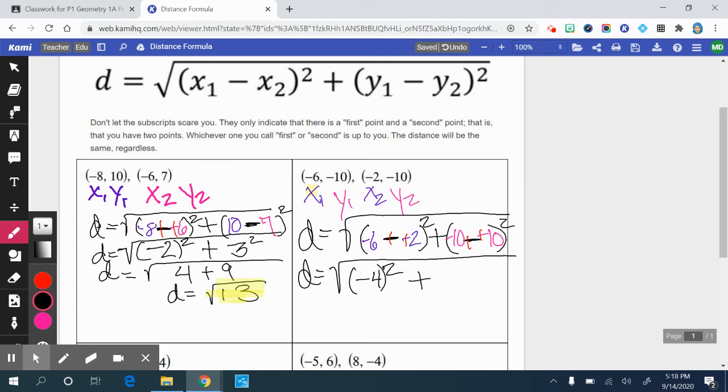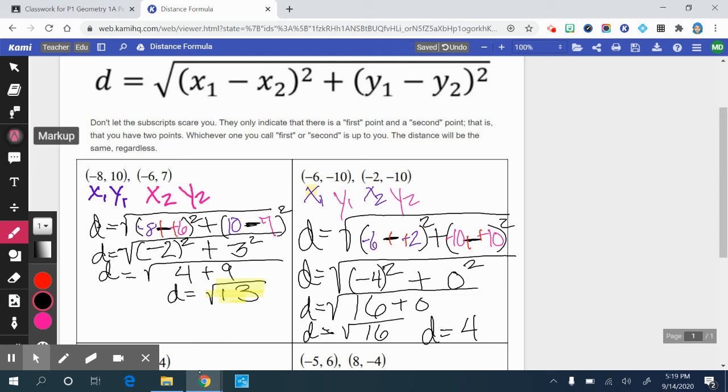And negative 10 plus positive 10 is 0. I could have recognized that a number subtracted by itself is always going to give me 0 as well. I could have just jumped to 0 that way. That's squared. And then we're just going to simplify this. Negative 4 squared is negative 4 times negative 4, or 16. 0 squared is just 0. Okay, and so d is equal to the square root of 16, which we can simplify, and d is equal to 4. Okay, so I found the distance.